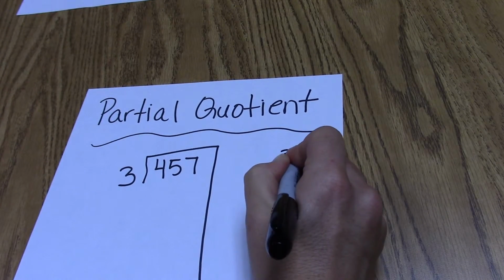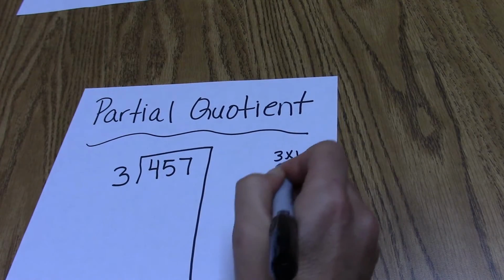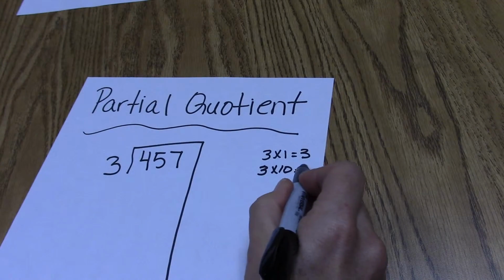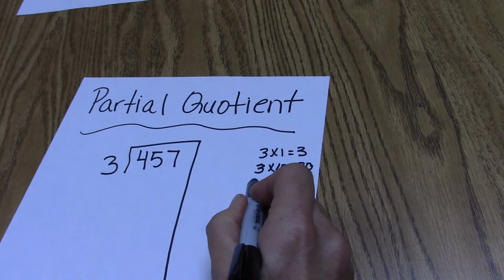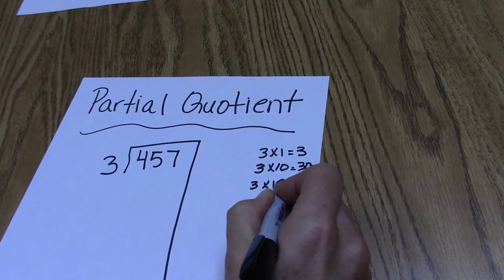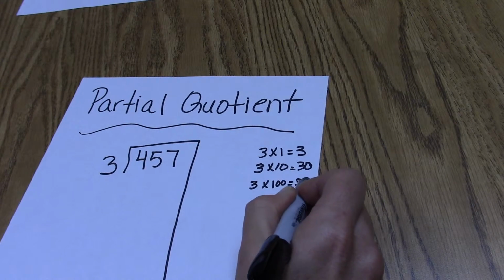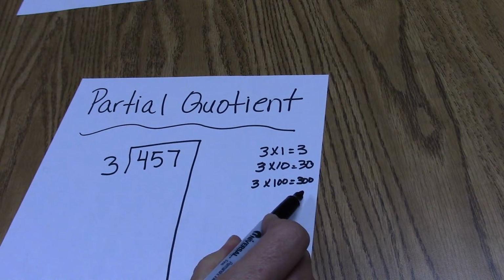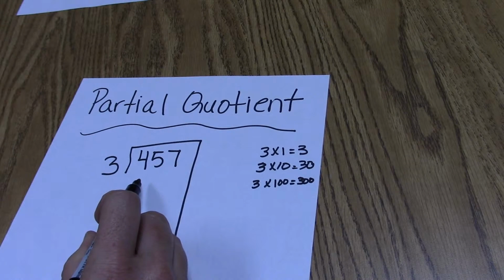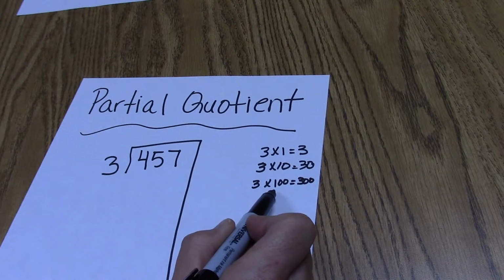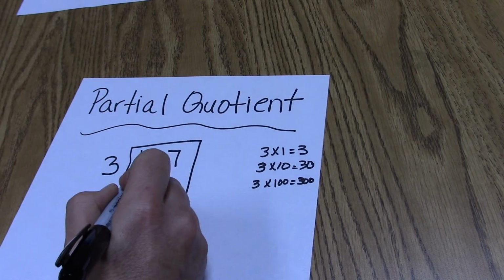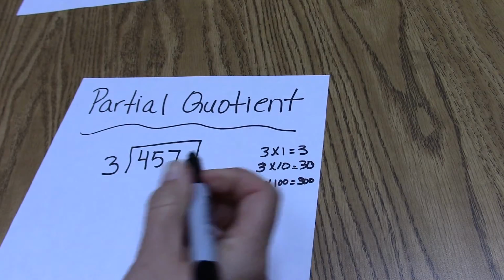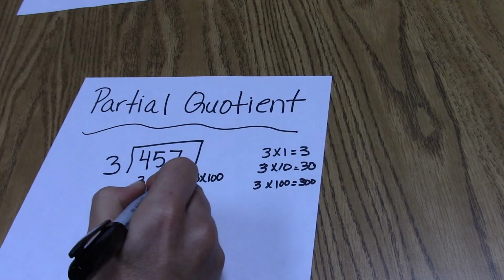one group of 3 is 3, and I know that 10 groups of 3 is 30, and I know now that 100 groups of 3 is 300. So we're going to think about 300 subtracted from 457. That's a nice big chunk I can take out. Okay, so I'm going to take 300 and I'm going to write that here so I can subtract that out.